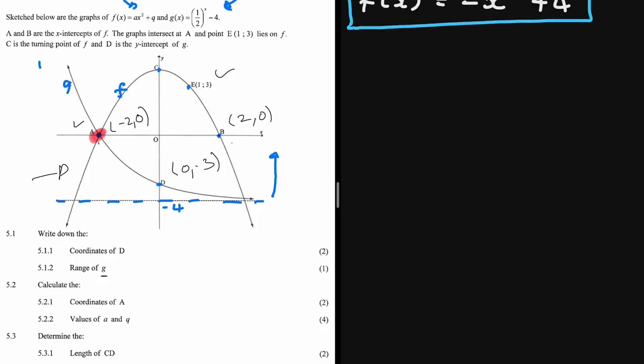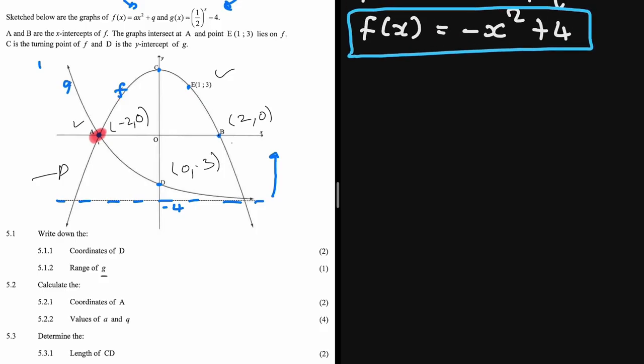The next question says, determine the length of CD. Remember, like I said, we already have the equation of the quadratic. On the equation of the quadratic here, we can see that the value of q represents the y-intercept and is also the turning point.